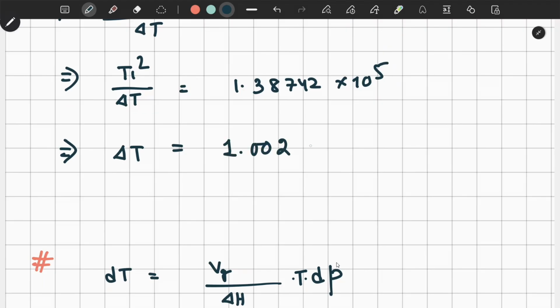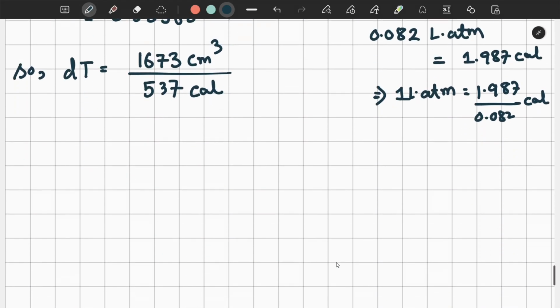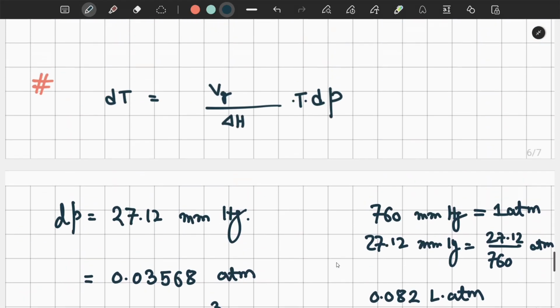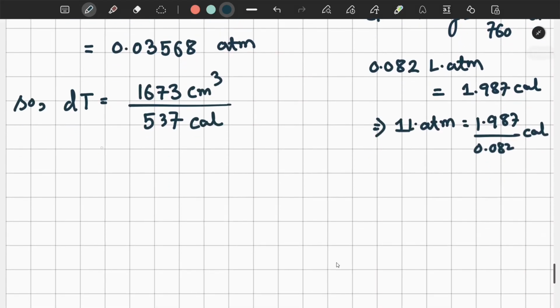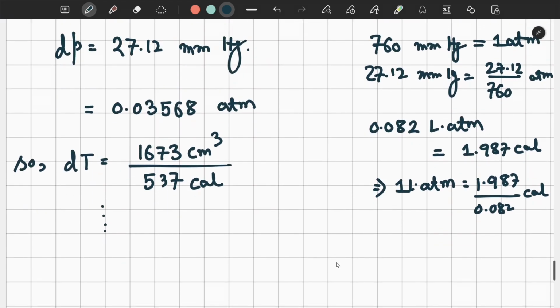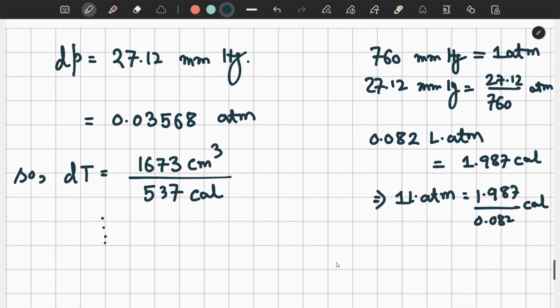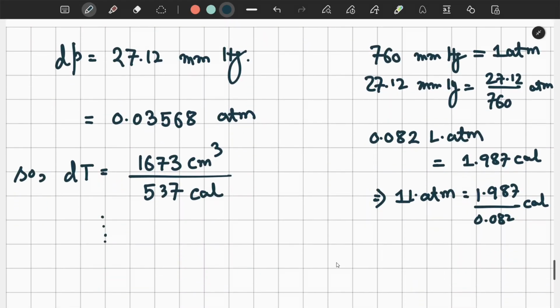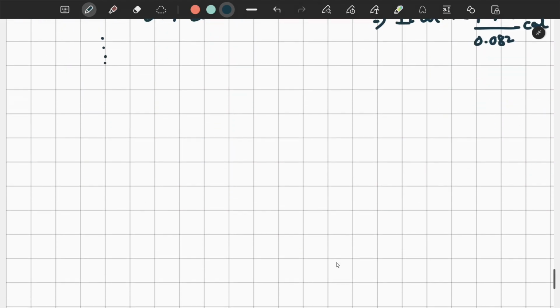Yes, I think this is correct. Okay, so this should be the answer. So I'm not doing this. If you follow this path, the answer will be the same. This path is easy, better than this path. Easier, yes. Okay, so you can follow whatever you want.